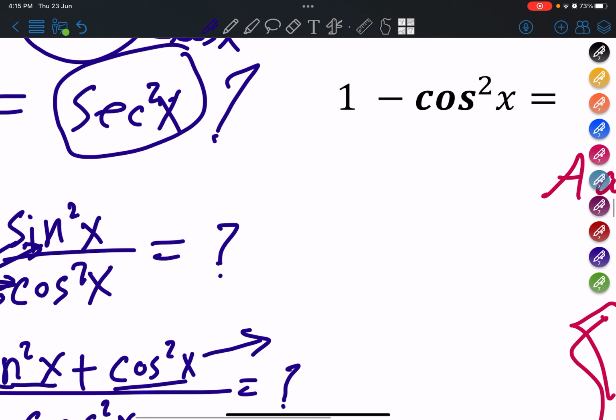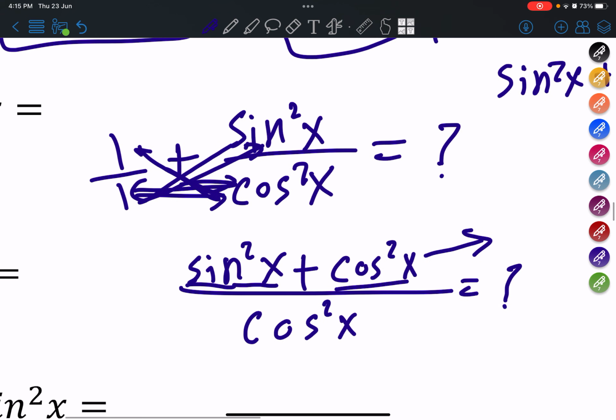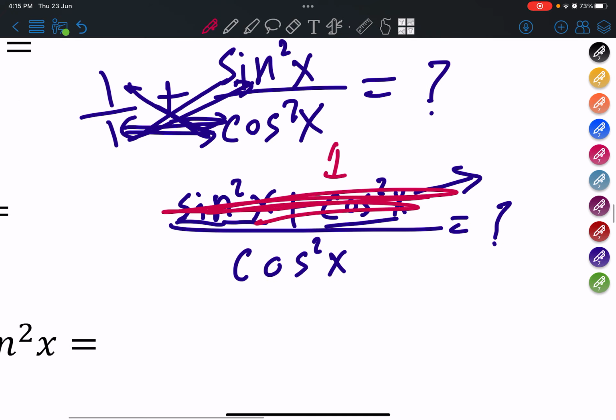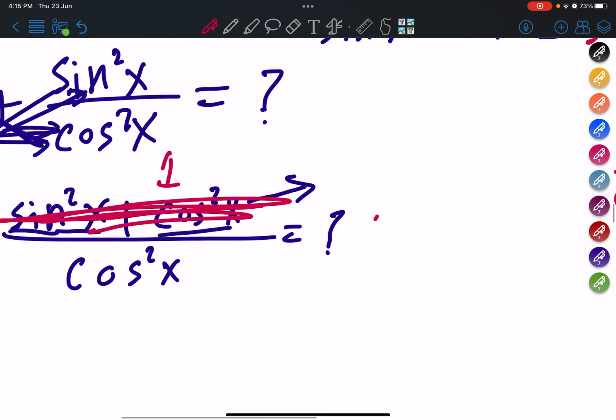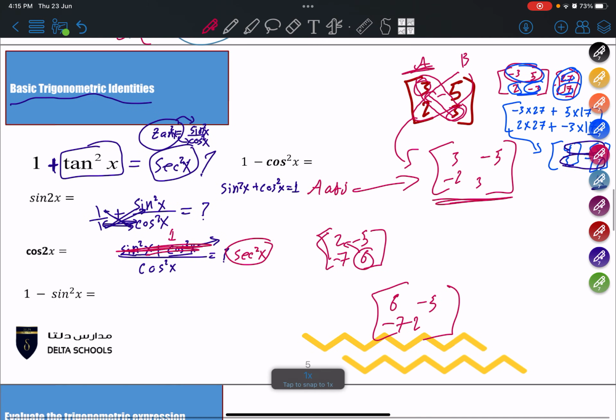If we remember the identity, sine squared x plus cosine squared x is going to equal 1. So we can just remove this and write 1 instead. So finally, our answer will be 1 over cosine x. In other words, it is sec squared x. So this is how we got the answer.